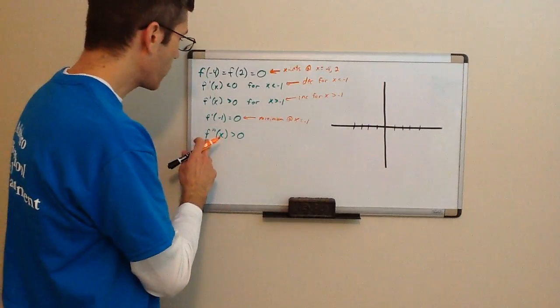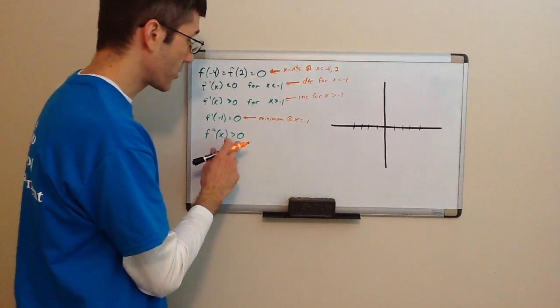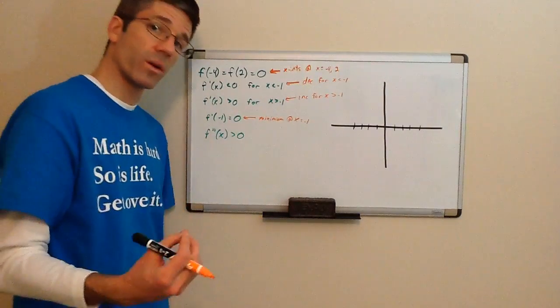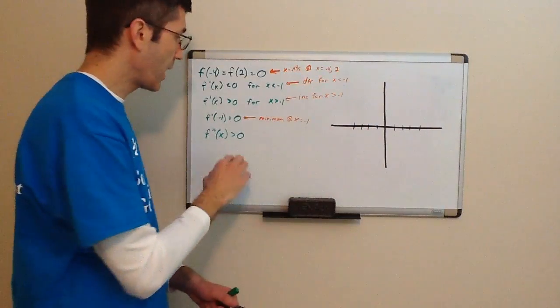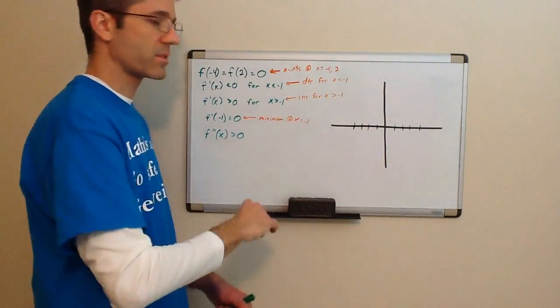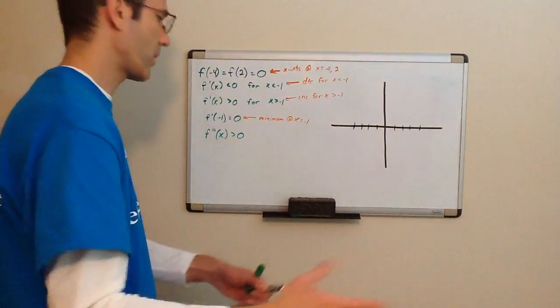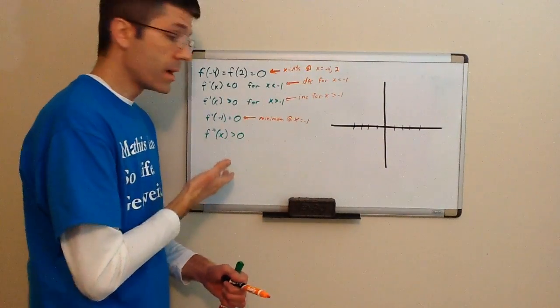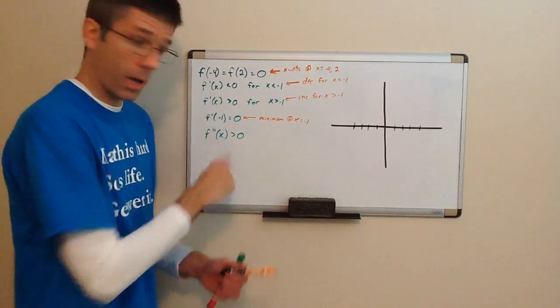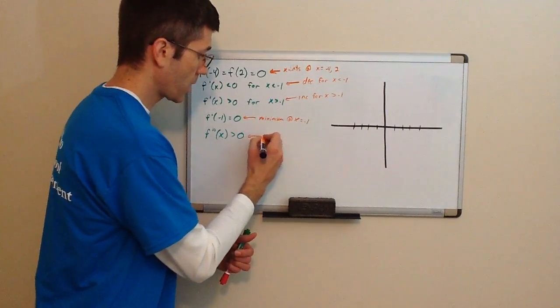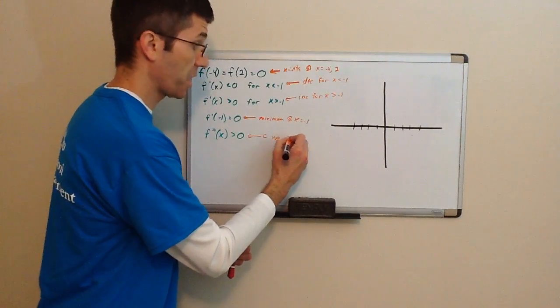f double prime of x is greater than 0. Second derivative tells me about concavity. And it never gave any other extra stuff and said for x less than this or x greater than that. So this must apply everywhere. So this entire function is concave, greater than 0, up. So concave up, everywhere.